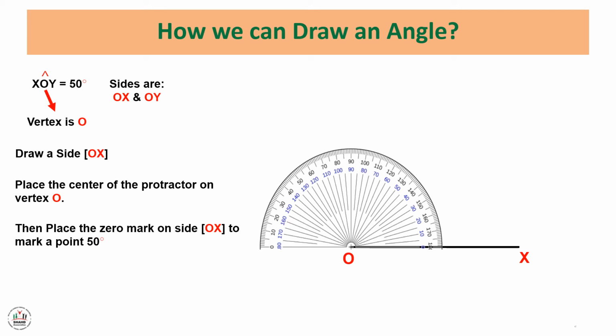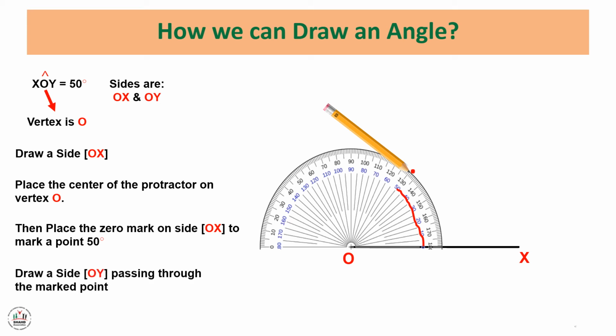So we start from this blue 0 to reach 50 degree. Then we put a point here.